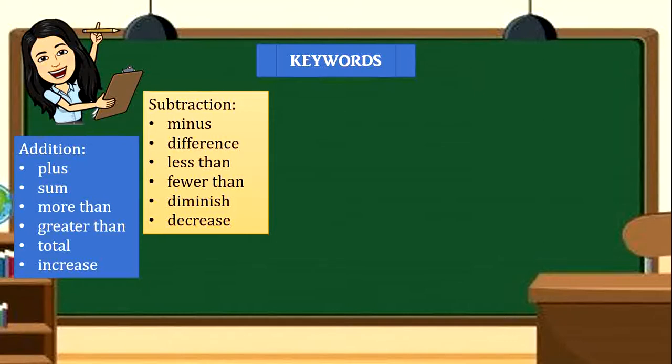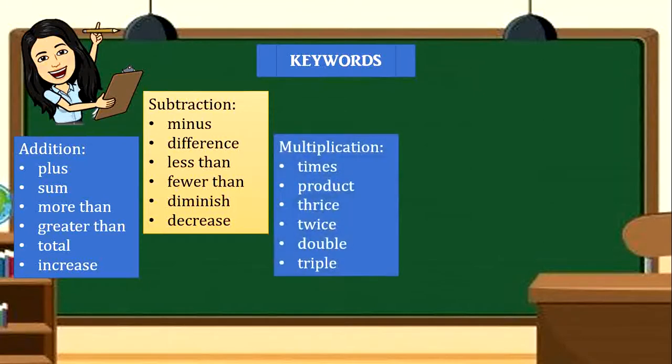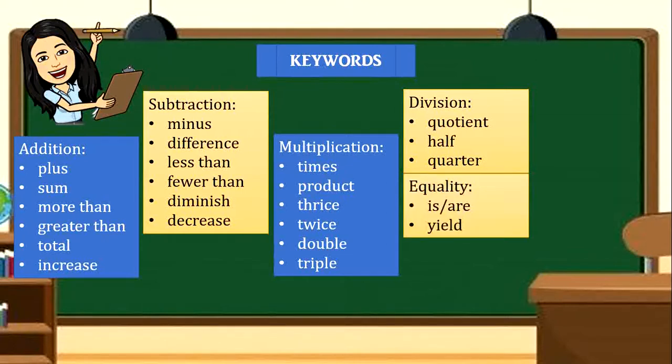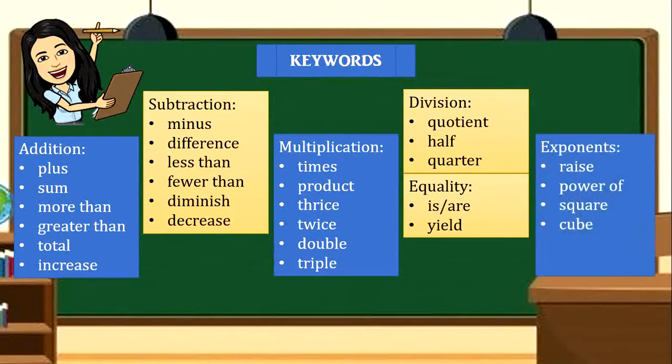For subtraction: diminish, decrease. For multiplication, we have times, product, thrice, twice, double, triple. For division, we have quotient, half, quarter. When we say equality, the keywords are is, are, or yield. And for exponent, we have raise, power, square, cube. So ito yung mga keywords na pwede natin mabasa doon sa ating word problem kapag nagsisolve tayo.